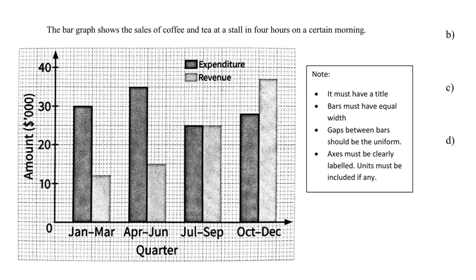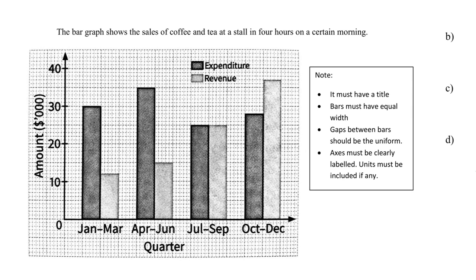So as we observe this example here, which shows the sales of the coffee and tea in 4 hours in a certain morning. Things to look out for would be the title, equal width for the bars, the gaps between the bars should be uniform, axis must be clearly labeled. Okay, if there is unit, that would be good.